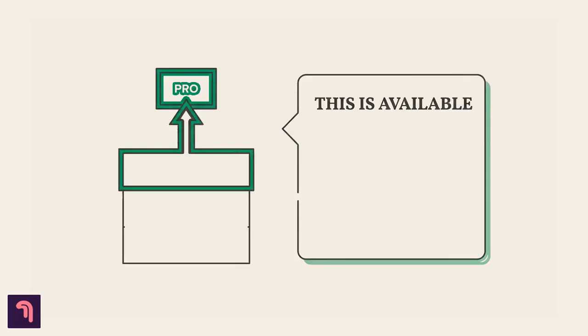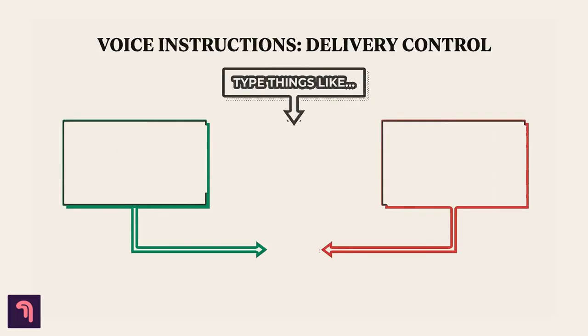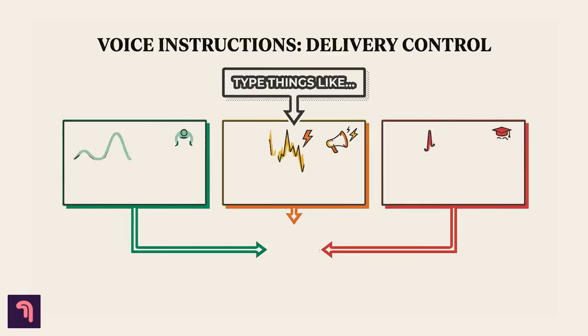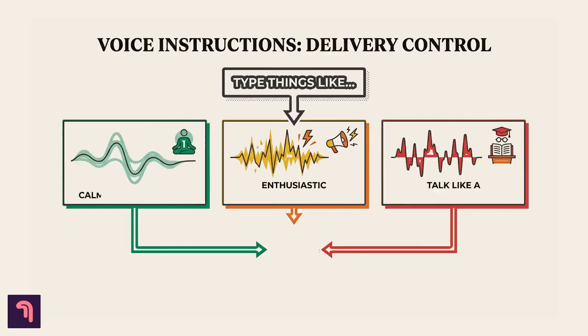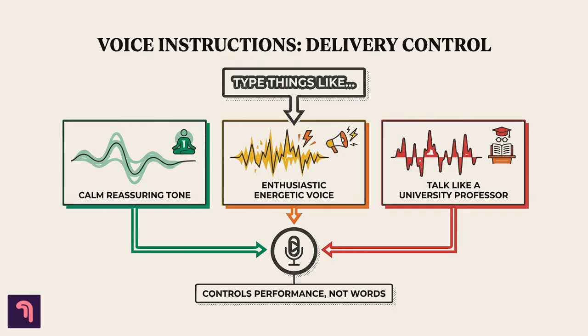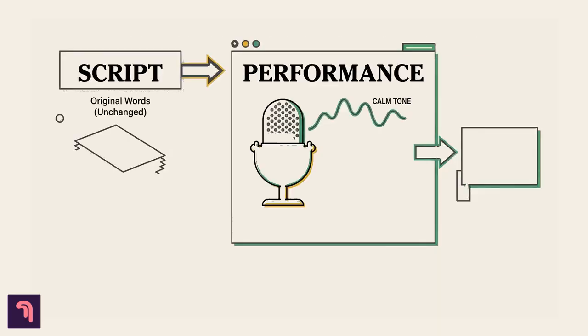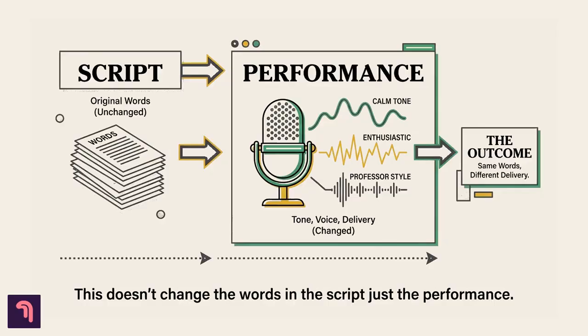This is available on the Creator Plan and up. You can type things like, speak in a calm, reassuring tone, or use an enthusiastic, energetic voice, or even talk like a university professor. This doesn't change the words in the script, just the performance.